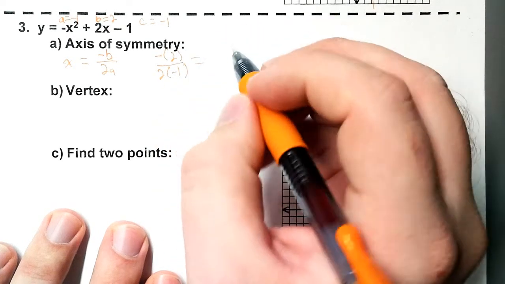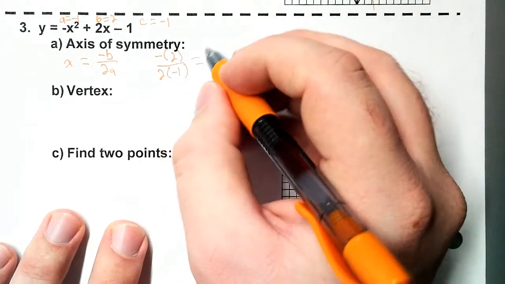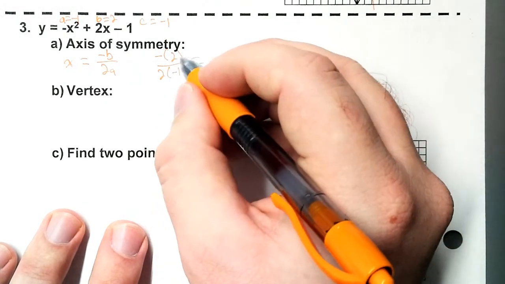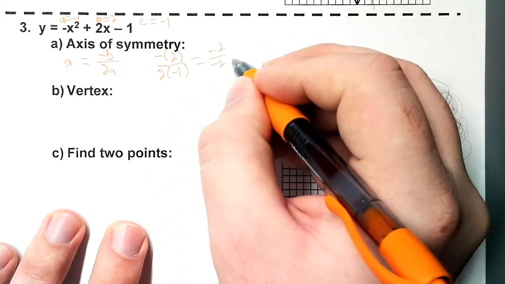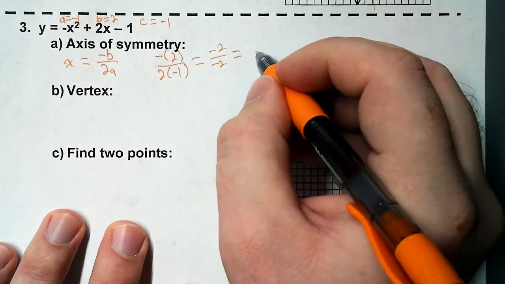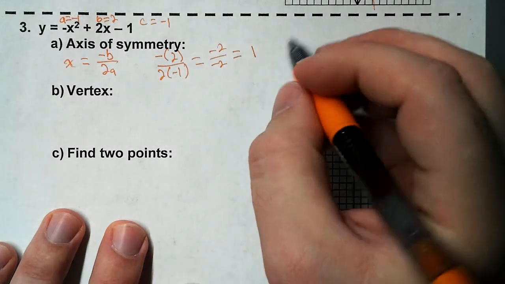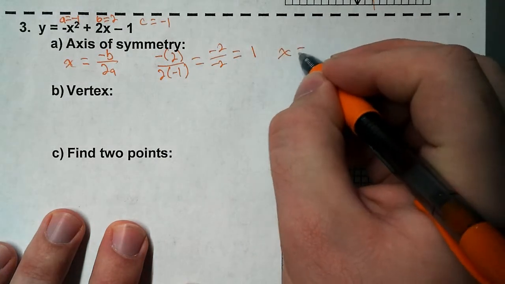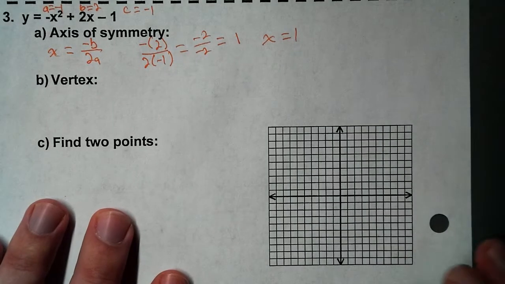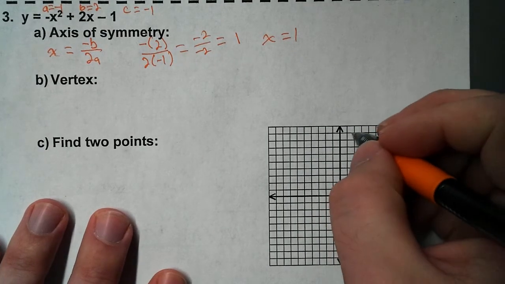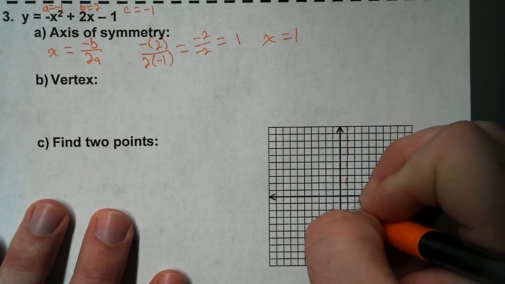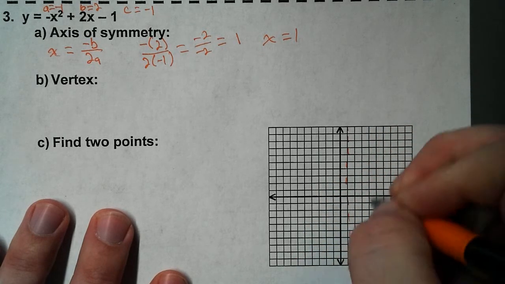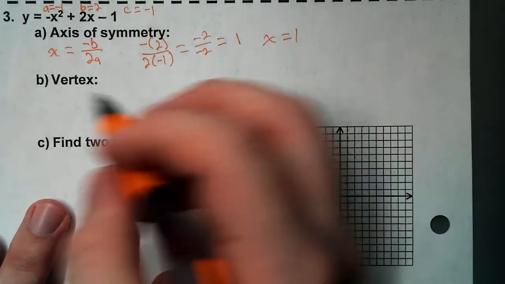When I start to simplify that, negative 1 times 2 is negative 2. 2 times negative 1 is also negative 2. Negative divided by negative is a positive. It becomes positive 1. So our line is at x equals 1. We can go ahead and draw our axis of symmetry at x equals 1. All it is, is that line right there.